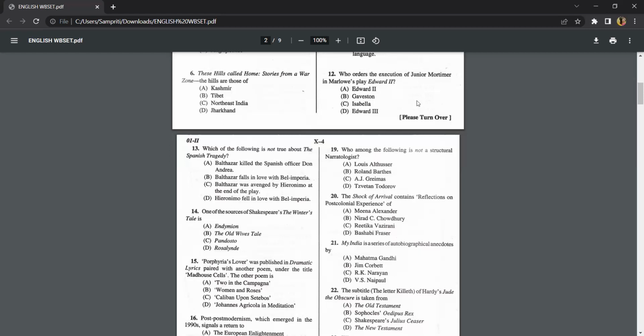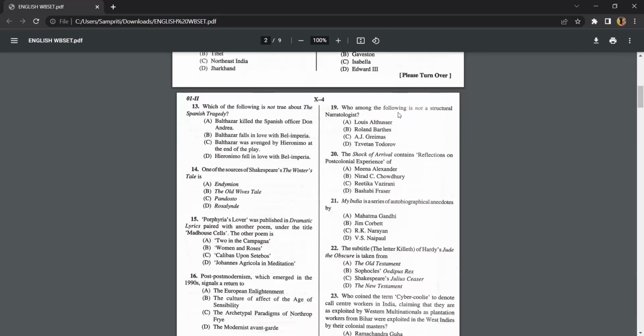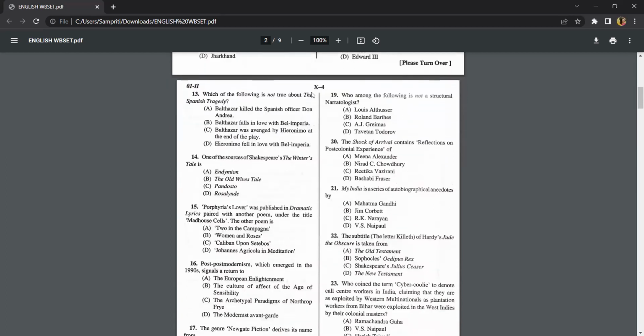So detailed, informative notes on that. So actually, Edward III, the eldest son of Edward II, orders the execution of Junior Mortimer, or also called the young Mortimer. 13. Which of the following is not true about the Spanish Tragedy? The Spanish Tragedy is also important. Very important.